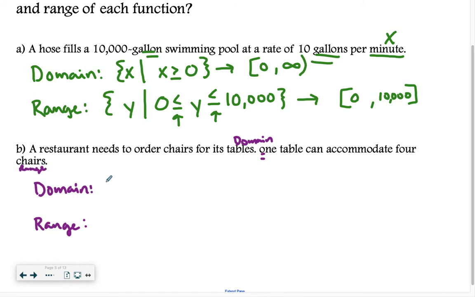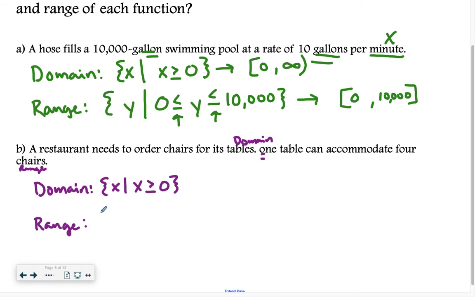So my domain is going to be, if I do this curly bracket, x bar and then x. For the number of tables, what would be a reasonable number? I can't have any less than 0 tables. It is possible to have 0 tables. Maybe I just bought this restaurant and haven't gotten tables yet. Or maybe I've had this restaurant for a while and I have 10 tables. There's no set amount that I necessarily have to have.